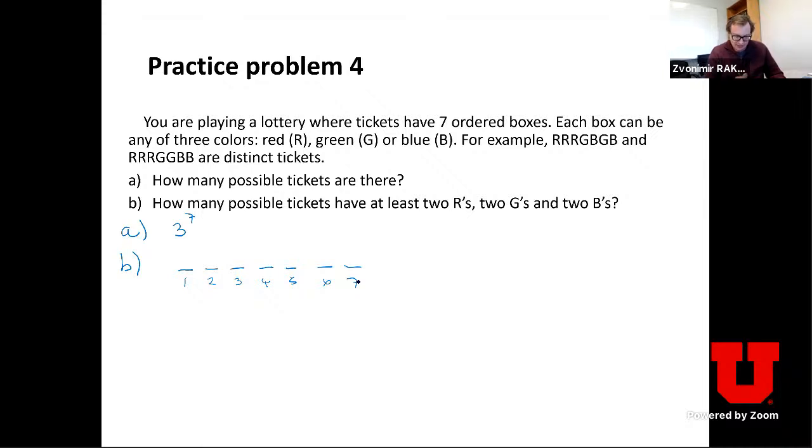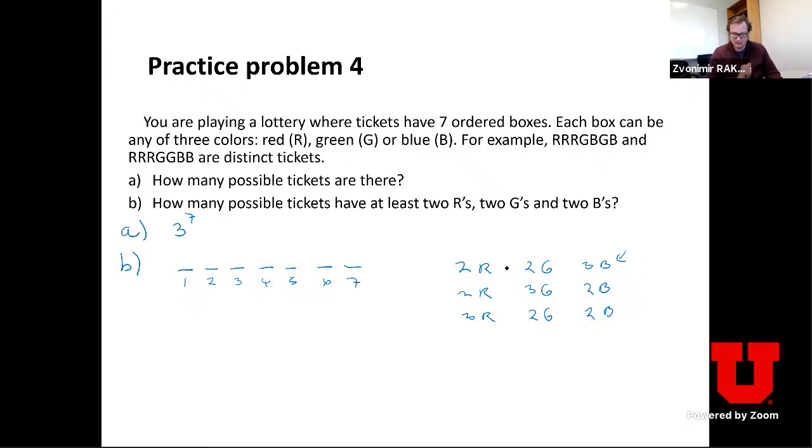Actually, let's think about part B a little bit more before we dive into this. We're looking for tickets that have at least 2 R's, at least 2 G's, and at least 2 B's. Given that we have 7 boxes total, our only possibilities are 2R, 2G, 3B; 2R, 3G, 2B; or 3R, 2G, 2B. These are the only ones that satisfy this part. Each one of them is going to be equal, so if we count 1, we can multiply by 3 and we get the final number. Or we can use the rule of sums. Either way is fine.